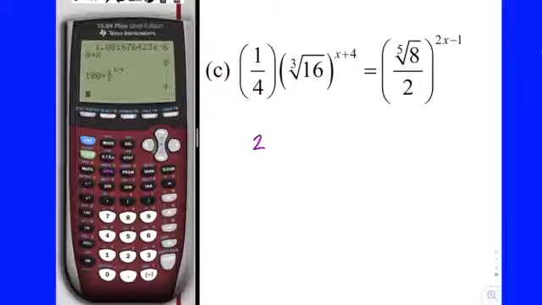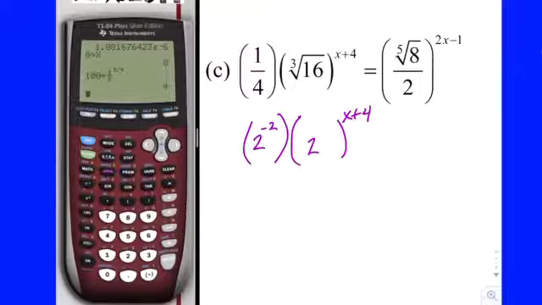So 1/4 would be 2 to the negative 2. And I'm going to keep the parentheses there just to kind of work on each factor by itself. All right, so this one, I'm going to leave the x plus 4. The cube root of 16. 16 is 2 to the what?